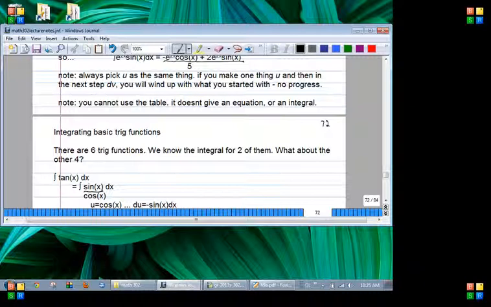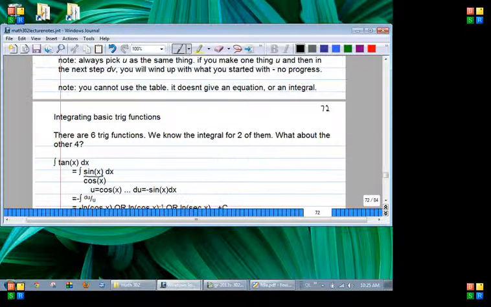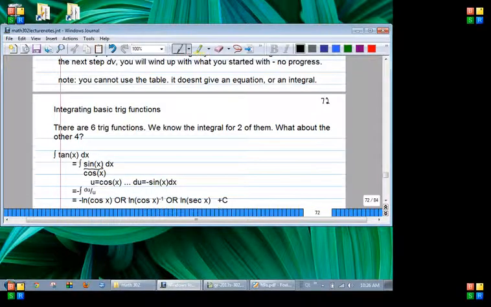U equals cos x, du equals negative sine x dx. So when you do the substitution, you get du over u, and then there's that negative, so I'll just put the negative in front. So the integral of this is just ln u. Okay. So with a negative in front, negative ln u. So how can we write that out? A couple different ways. So we could write this as negative ln of cos x.